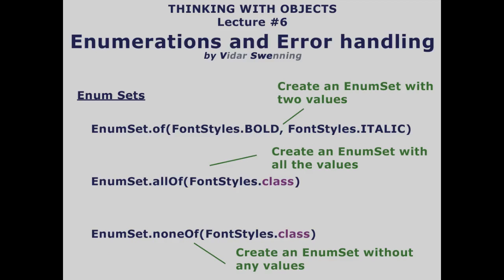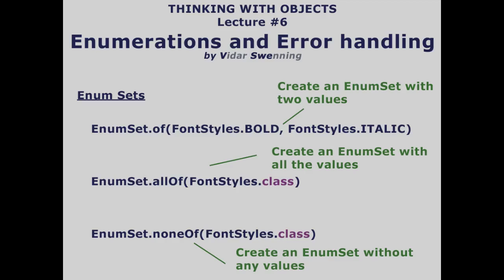Okay, so then we had enumeration sets, or enum sets, where we could give it different enumerations. The first one there, we create an enum set with FontStyles.BOLD and FontStyles.ITALIC. So we give it those two values, and then we can use that enum set, so we can loop through and check which styles we have, for instance. But of course we can also get an enum set with all the different styles that we have. So then we do EnumSet.allOf, and then we do FontStyles.class. So remember that .class is necessary.